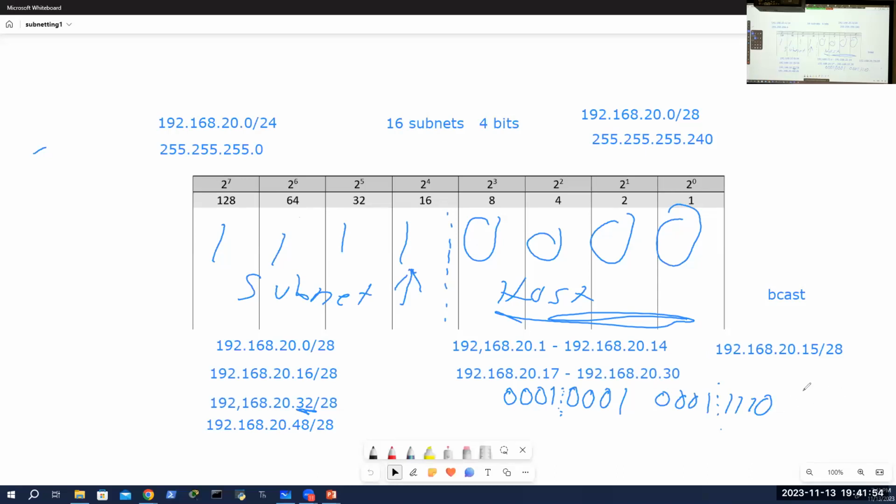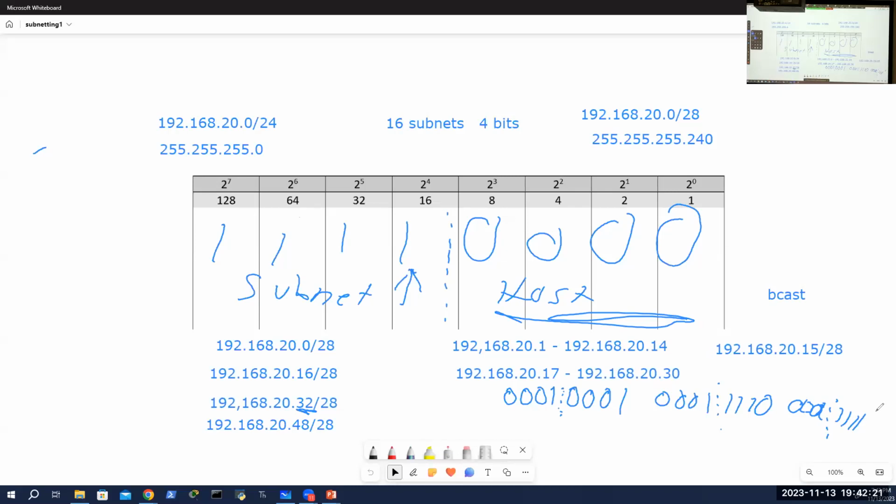And then, of course, the broadcast is again the network ID followed by all host bits being 1. So 16, and then you add 8, 4, 2, 1: 24, 28, 30, 31. So that's the broadcast of 31 for the 16 subnet.